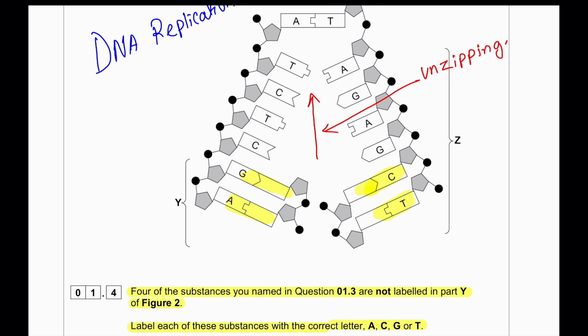As we discussed already, C pairs with G and A pairs with T. So wherever A is written, we're going to write T. G opposite will be C. C opposite will be G. And T opposite will be A.